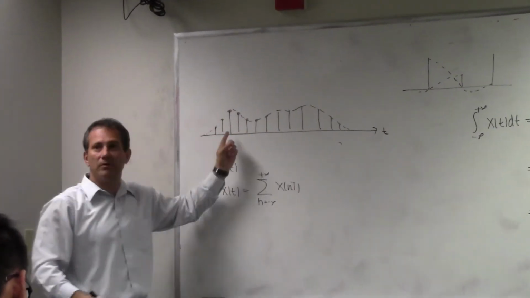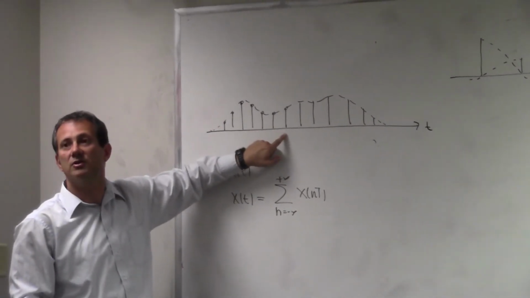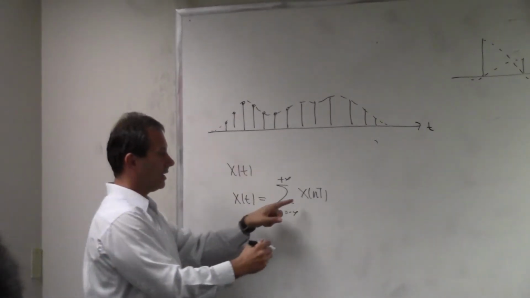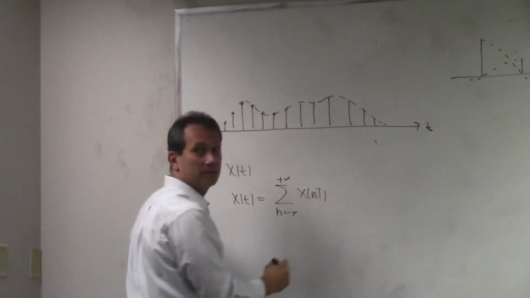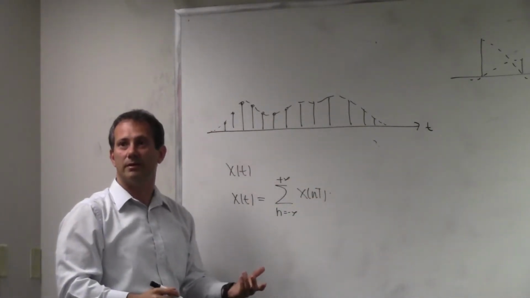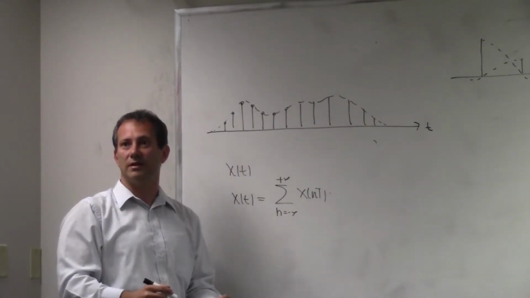But then I have a problem of tails. I need to know what's in between here. So what resolves that? I say, well, in order to get all the values in between, I have to interpolate. And how do I interpolate? According to the sampling theorem, you interpolate using sinc.